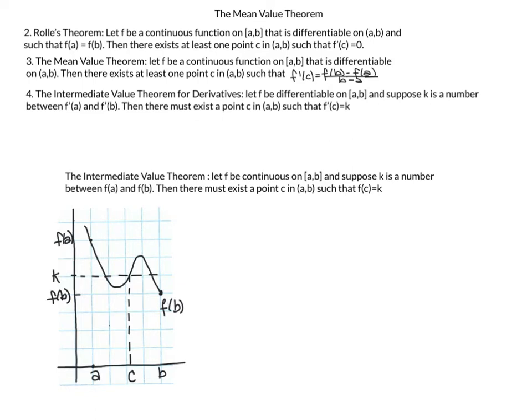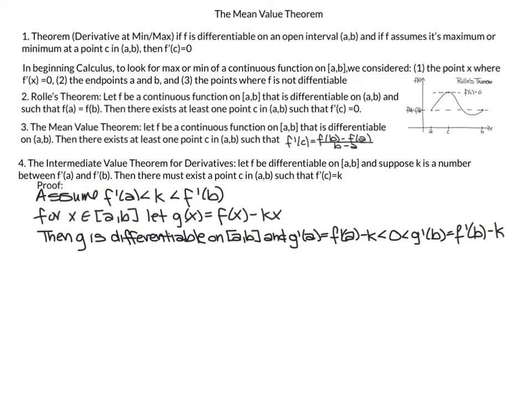So what the intermediate value theorem for derivatives is saying is that derivatives have this intermediate value property: to go from one derivative value to the next, you're not going to be skipping or jumping over some value. We are going to start this proof by assuming f prime of a is less than f prime of b, and k is a number between these two. So we have f prime of a is less than k, which is less than f prime of b.